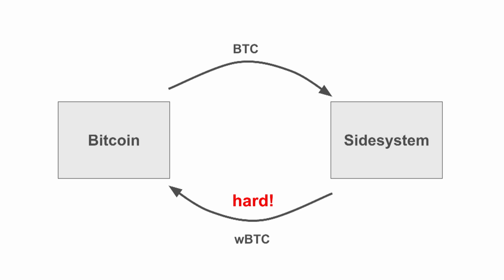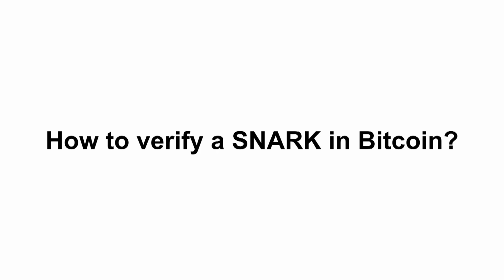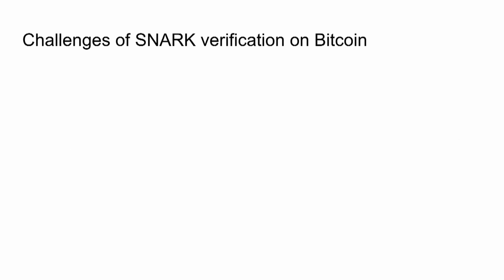And the canonical solution in the altcoin world is you just use a snark. You use a validity proof, and that allows you to convince the Bitcoin chain that you are actually allowed to take money out of the bridge. However, how do you verify a snark in Bitcoin? That's not quite easy, because there are all kinds of challenges and limitations in Bitcoin.